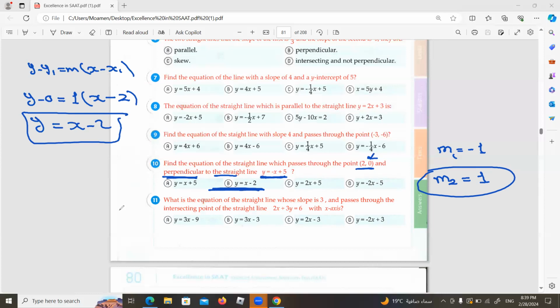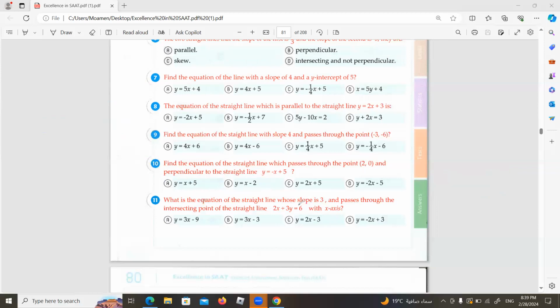The last problem with us. What is the equation of the straight line whose slope is 3? Okay, the slope is 3. He gave me the slope directly, and it passes through the intersection point of the straight line 2x plus 3y equals 6 and the x-axis. Pay attention, he doesn't give me the point directly. He gave me the slope.